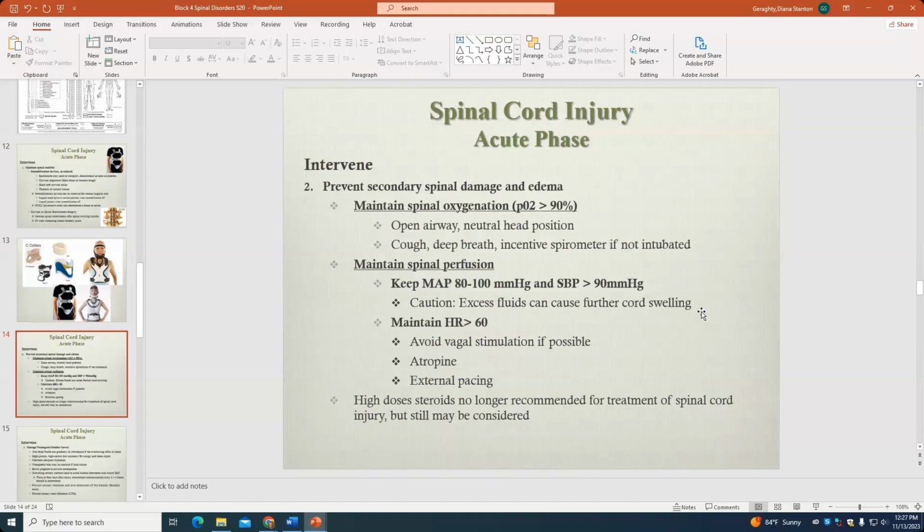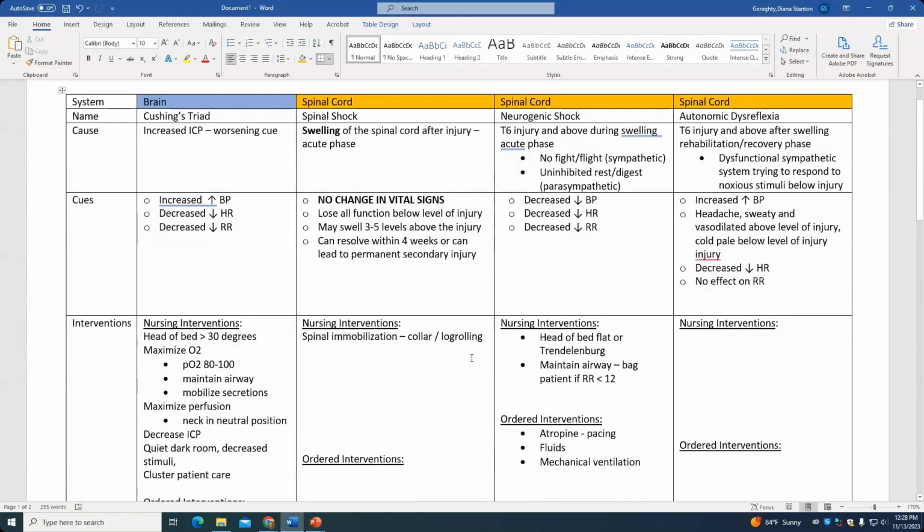You're going to be jaw thrusting rather than head back to get your airway. But most of your airway is held by the collar. That you might need to do coughing, deep breathing, mobilizing secretions. So we can put under our nursing interventions on our slide here. For our nursing, we can collar, log roll.